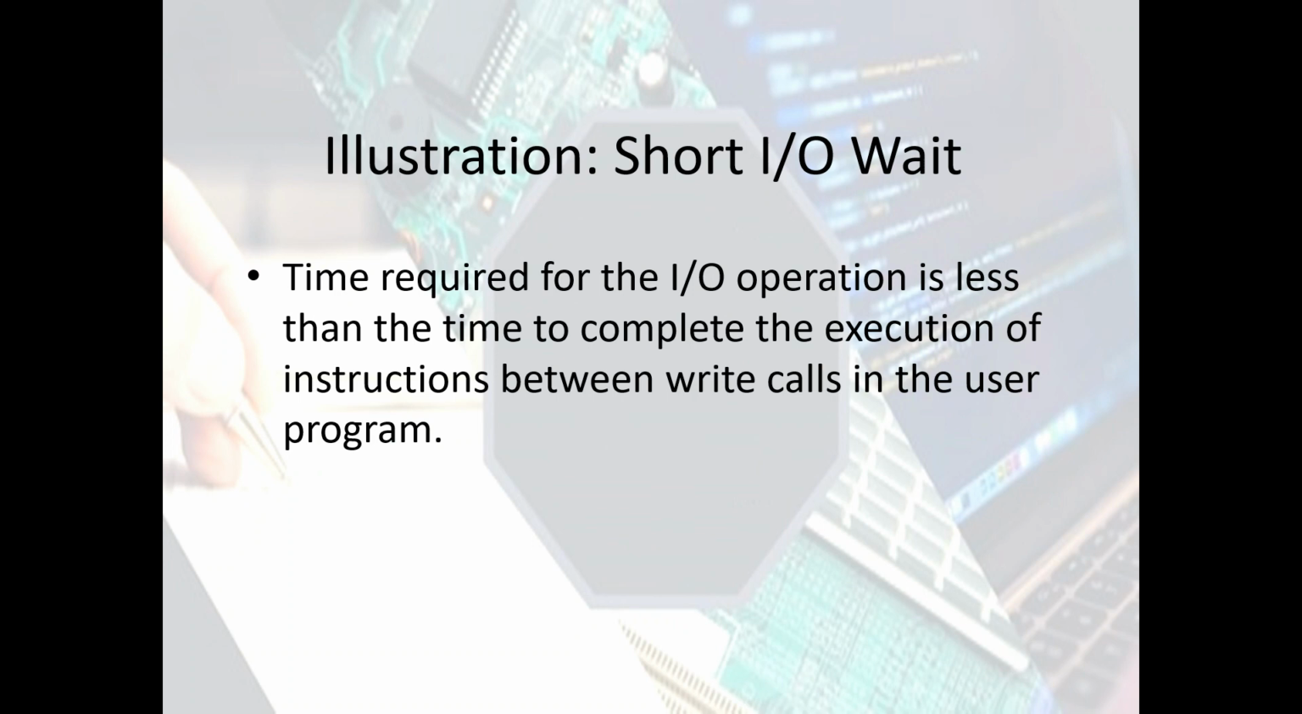Short input-output wait refers to a brief period during the execution of a program when the CPU temporarily pauses to wait for input or output operations to complete. In simpler terms, when a program encounters a situation where it needs to interact with external devices, such as reading from or writing to a disk, the CPU may briefly pause its current activities until the input-output operation is finished. This short pause, known as short I/O wait, allows the CPU to efficiently manage its time by not actively processing instructions during the relatively quick input-output operation.